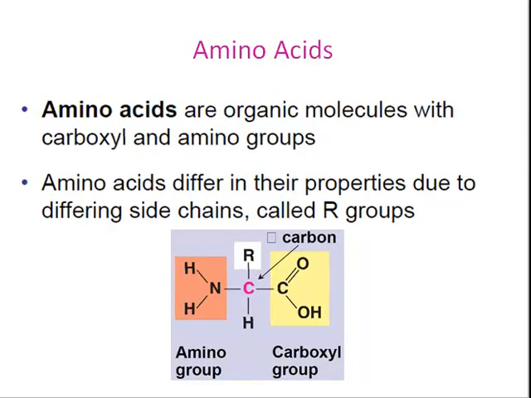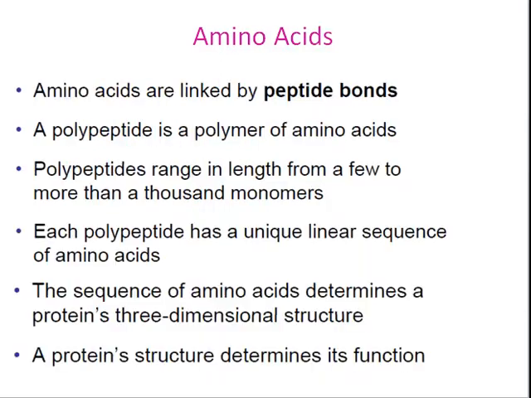We just talked about amino acids. They're the organic molecules with carboxyl and amino groups. So notice that carboxyl, the C-double-O bond and the OH, that's a carboxyl, and then the amino group on the left side is the N with the 2 H's. The amino acids differ in their properties due to differing side chains. So notice that R group attached to the carbon, that is the differing side chain that characterizes each amino acid.